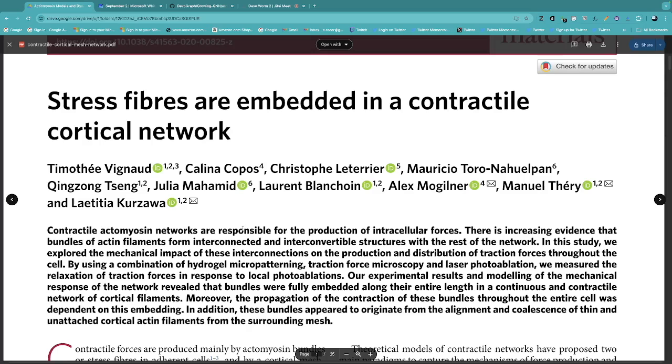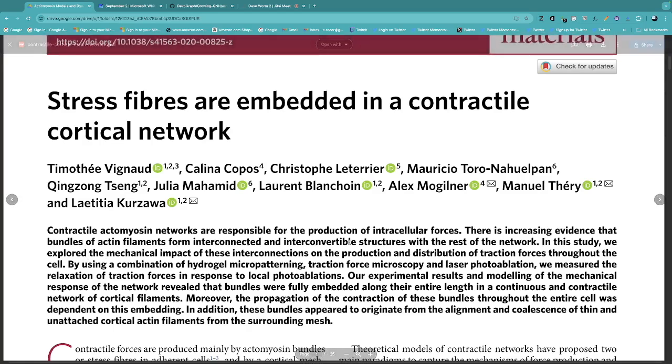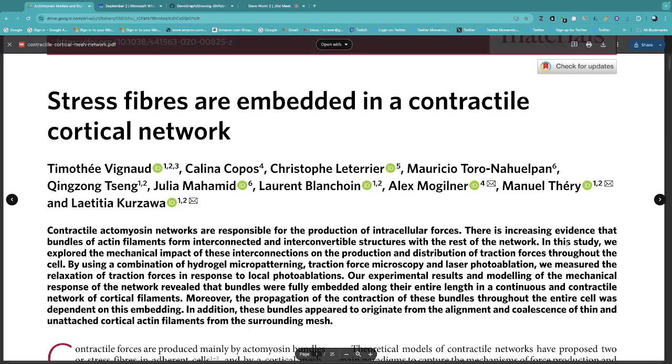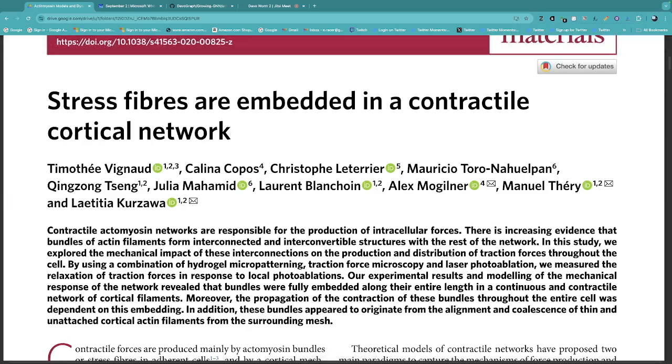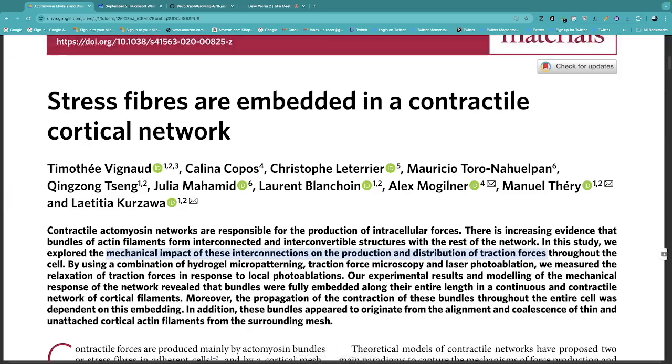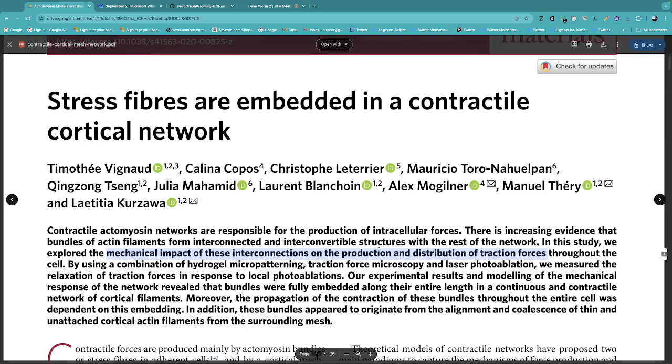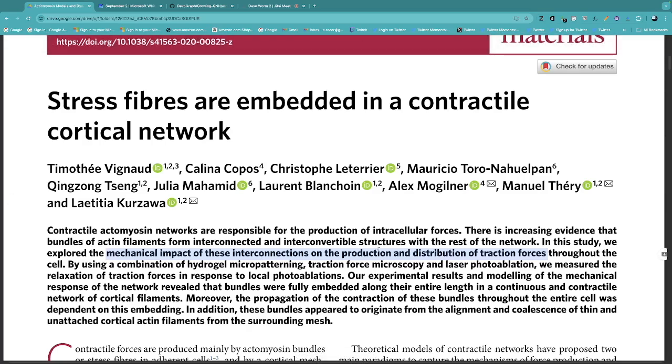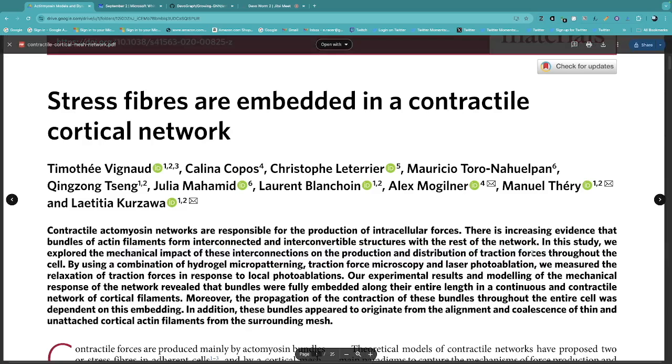Contractile actomyosin networks are responsible for the production of intracellular forces. There is increasing evidence that bundles of actin filaments form interconnected and interconvertible structures with the rest of the network. In this study, we explored the mechanical impact of these interconnections on the production and distribution of traction forces. So they're looking at the interconnections, the mechanics of those interactions, not just the connectivity, and how traction forces, or forces that move the cell along the substrate, are produced and distributed. And these are produced throughout the cell. So this is not necessarily a homogeneous process. This is a heterogeneous process.